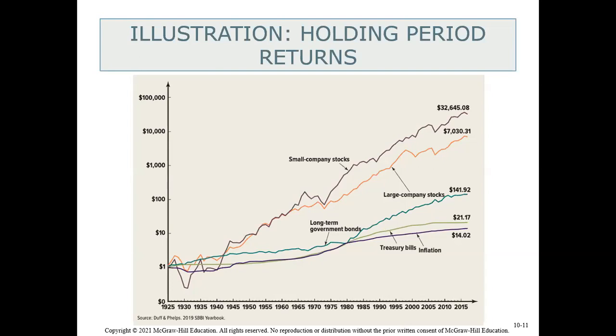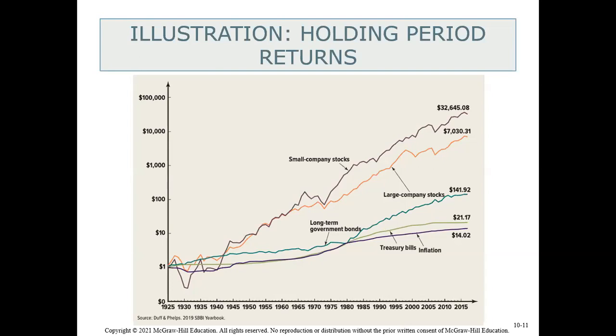So those are those 20-year maturity. And then if you invested it in the treasury bills, it would be at $21.17. Now, what's $1 worth in terms of today's money? $14.02. That's our inflation line.